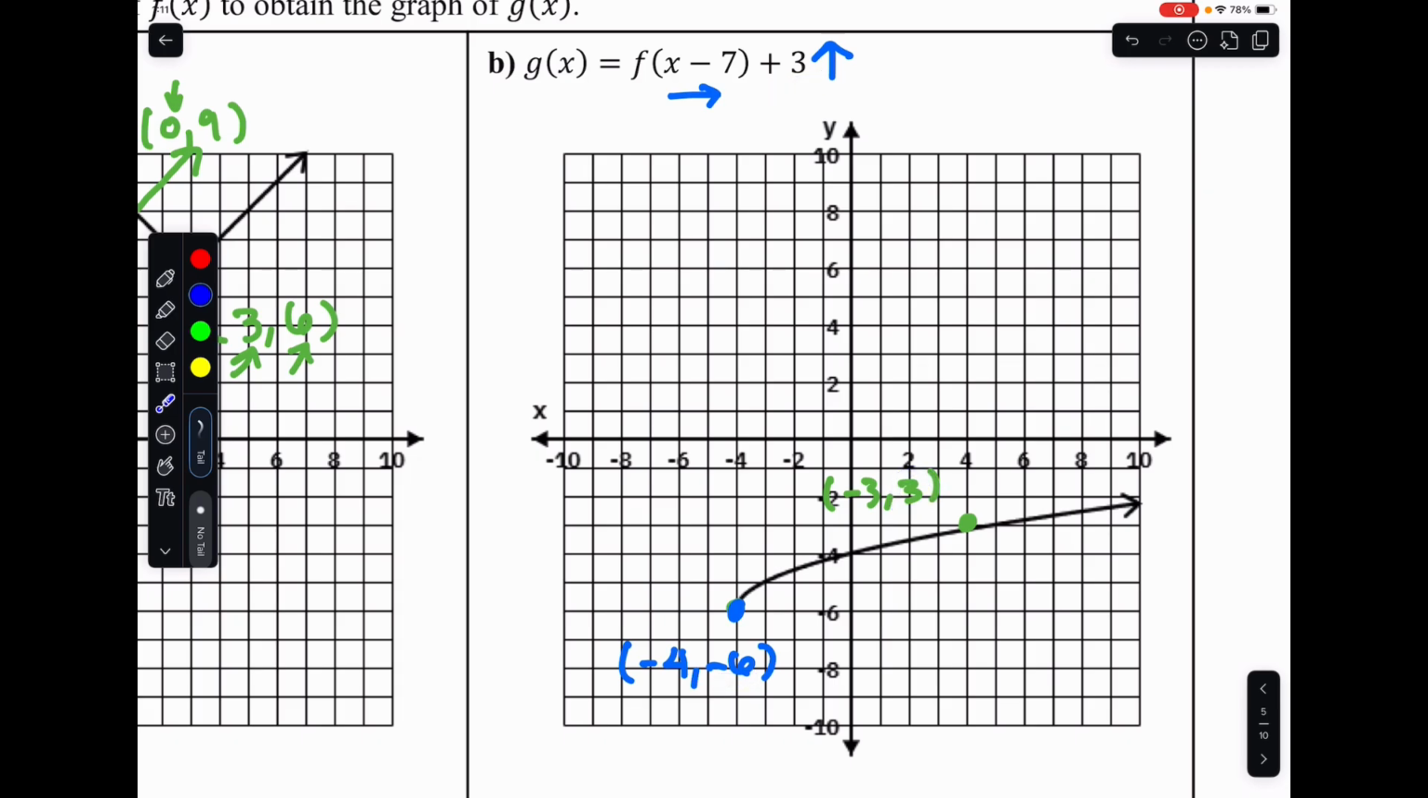And I just do the same thing with any other point. Like for example, that point right there, 7 to the right and 3 up. That's going to put it in this location, and we'll just continue the pattern, and the graph will look like that.